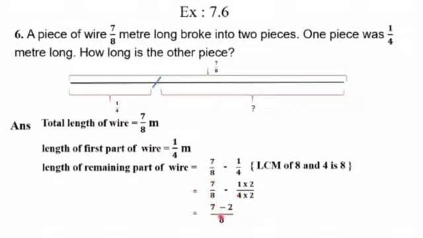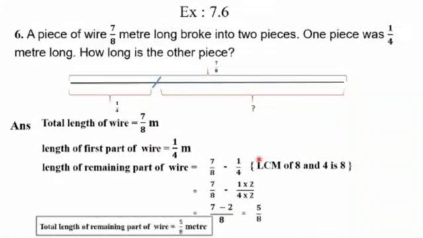And this 7 is copied, minus sign, and 1 2s are 2. So finally we get the answer as 5 upon 8. So what is the length of this remaining part of the wire? We will write our final answer in a statement. Total length of the remaining part of the wire is 5 upon 8 meters. Understood? I hope students, you have followed the question.